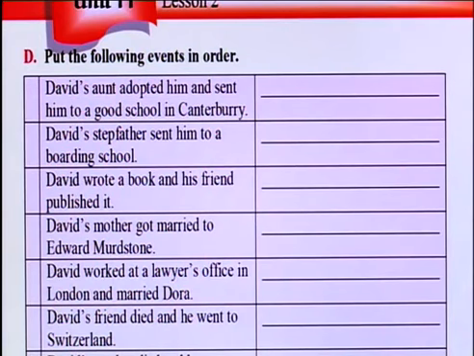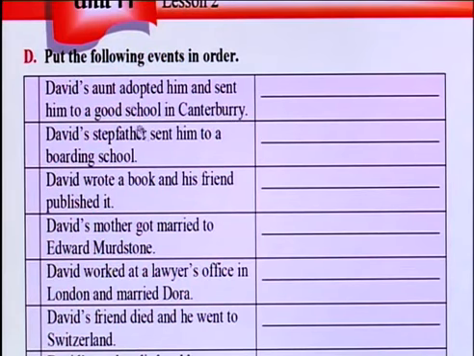So, let's read the events. It's your homework to order them, but I just read them. من فقط میخوانم. شما باید اتفاقا را به ترتیب بنویسین. Not me, okay? You have to read the reading or the story again many times and put the events in order. David's aunt adopted him and sent him to a good school in Canterbury.